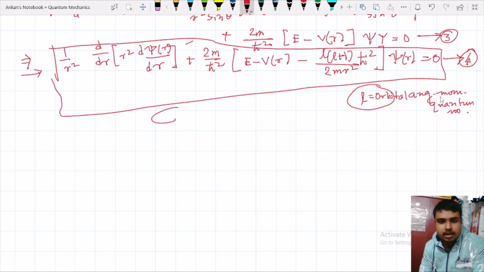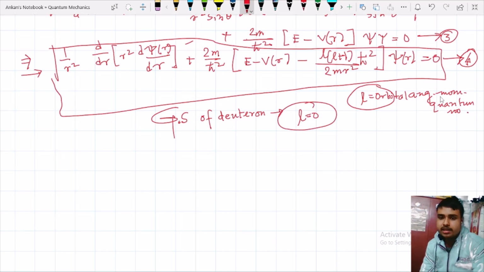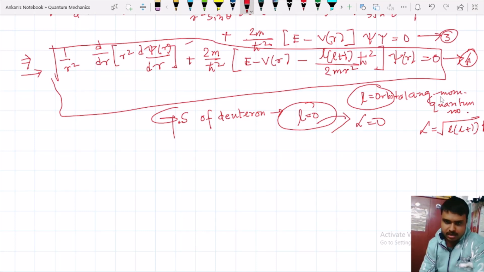Now, for the ground state, if we consider the ground state of deuteron, then L will be 0. If L will be 0, then the orbital angular momentum must be 0, because we know that the orbital angular momentum is related to square root of L into (L plus 1) times h line. So if L is 0, then capital L is also 0. So for the ground state of deuteron, L is taken to be 0.